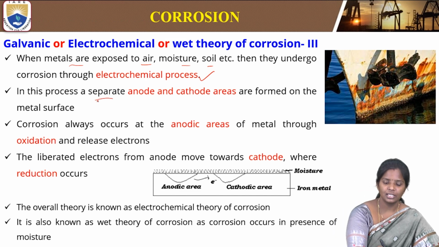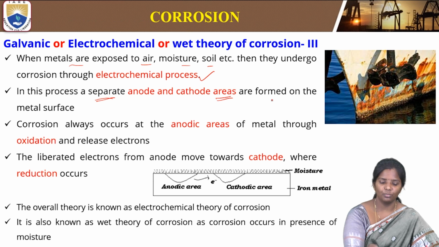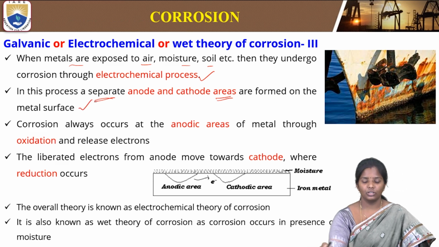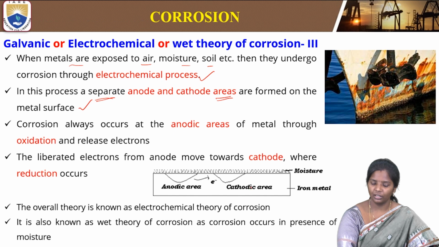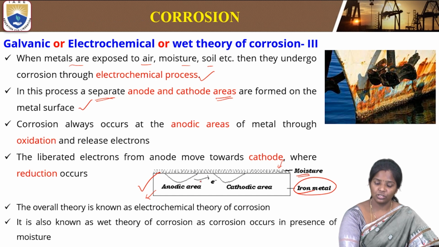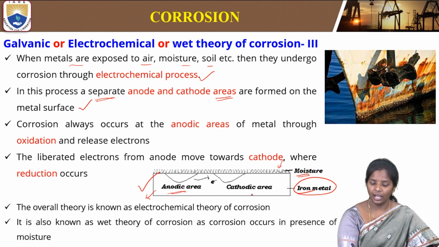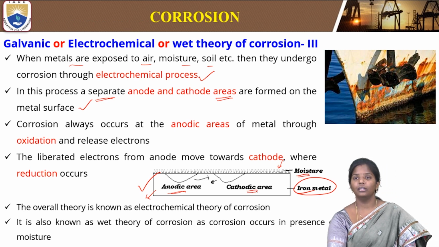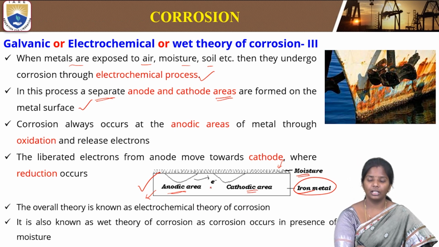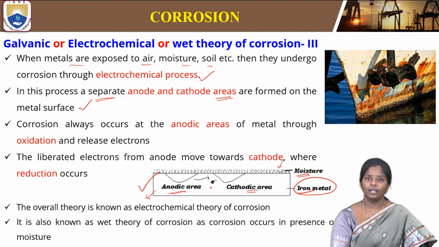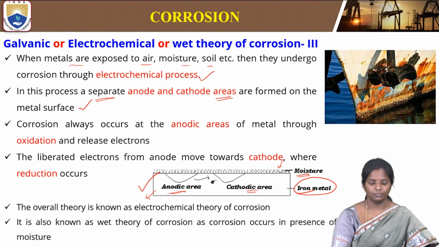In this process, separate anode and cathode areas are formed on the metal surface. This is what we are trying to understand. For example, if we see in this image, moisture is there. This is the metal, the white part is the iron metal, for example, and there is some moisture on it. With this moisture, there is a formation of anodic and cathodic areas. These anodic and cathodic areas will create an electrochemical cell, which gives rise to electrochemical corrosion.